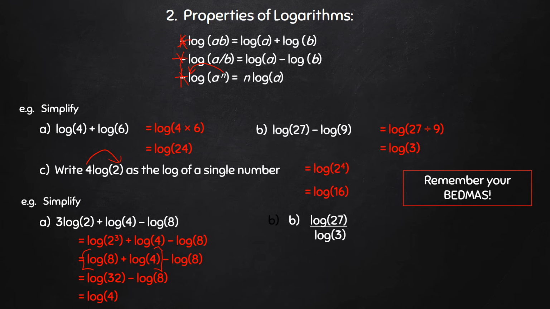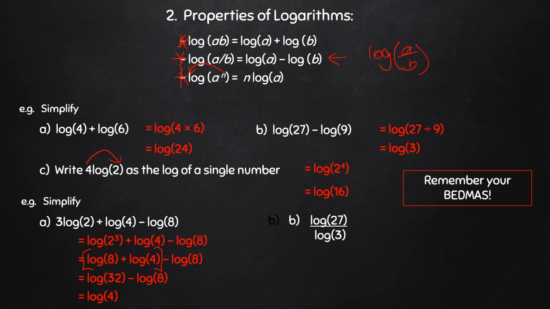Part B here, you might think that you might be using the second rule here. However, that says the log of A over B. It is not the log of A divided by the log of B. So we have to be careful with these ones. What we want to do when we've got a fraction is be able to cancel things out. So if we had it as the log of the same number, then it will cancel out.